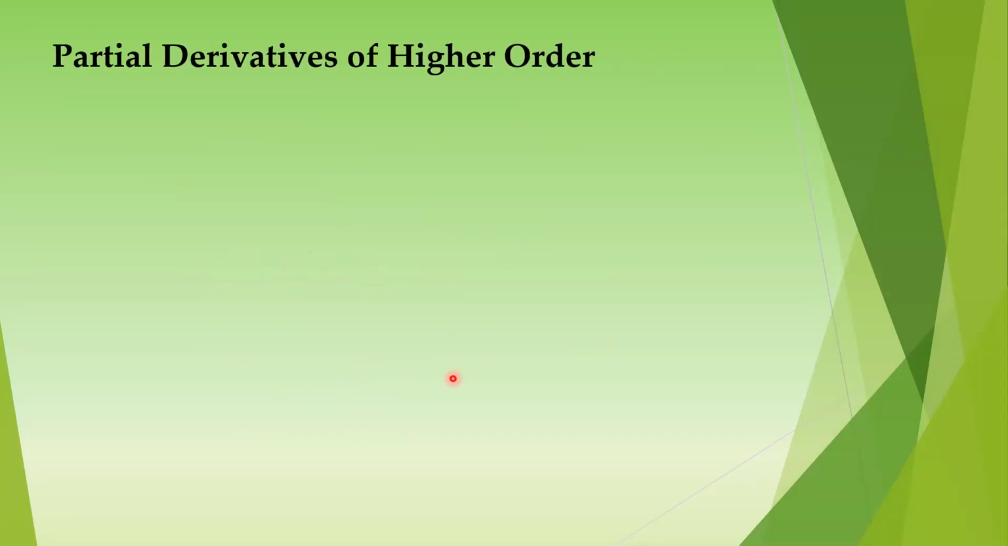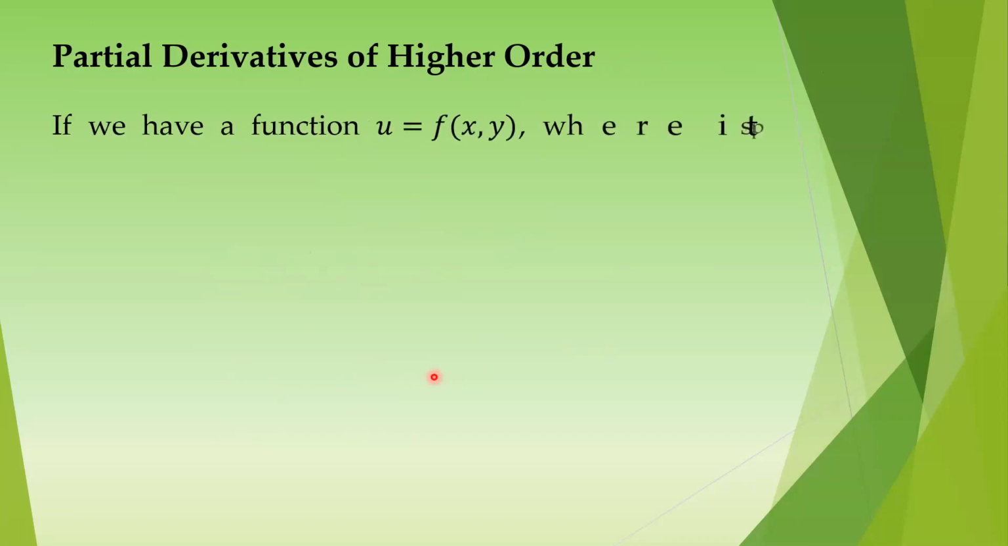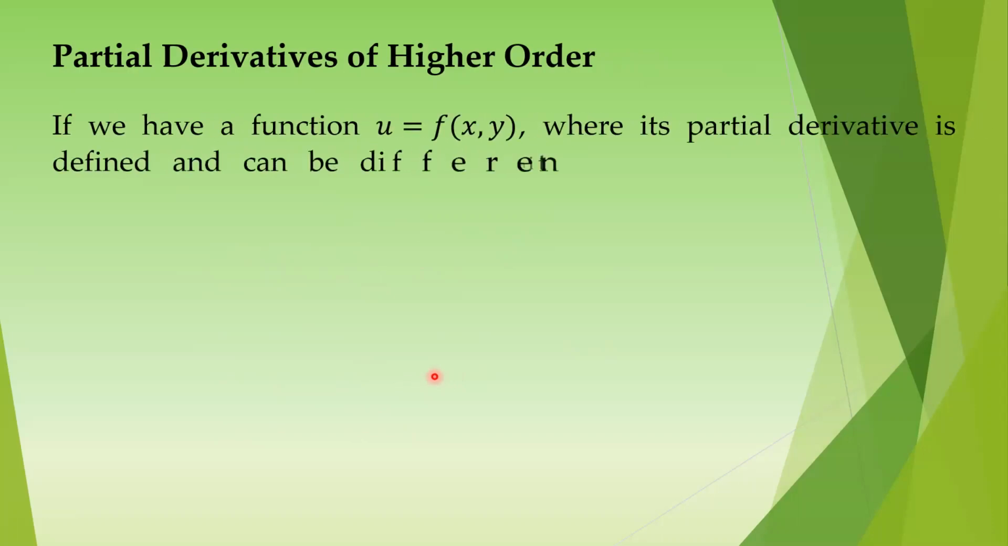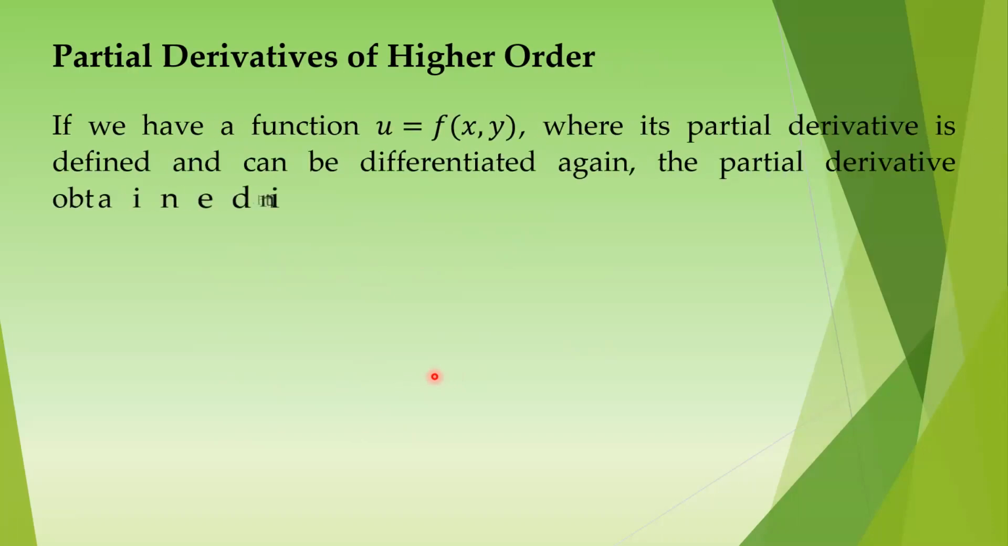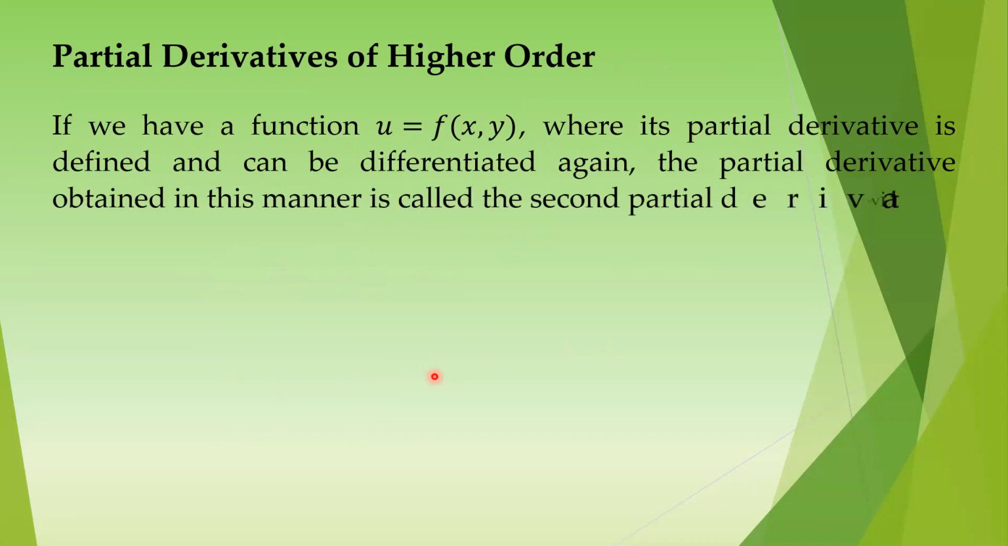So we have partial derivatives of higher order. So if we have function u equals f of xy, wherein its partial derivative is defined, and also we can get its derivative again. So the partial derivative obtained in this manner is called the second partial derivative of u.